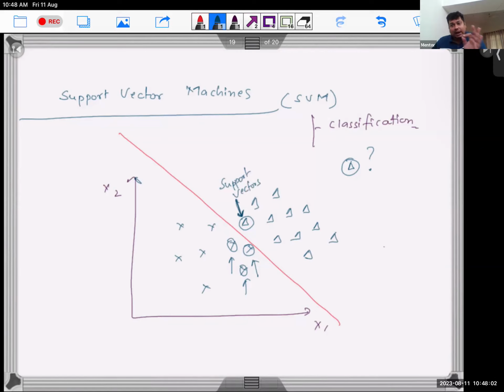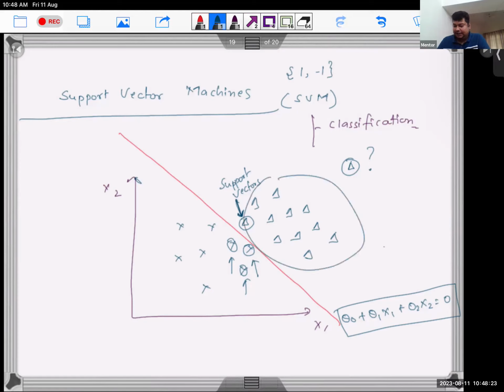Another key difference between this algorithm and logistic regression is that the labels here are 1 and -1. They are not zeros and ones. The equation here is also theta naught plus theta 1 x1 plus theta 2 x2 equal to 0. Anything greater than 0 is going to be +1. So all these samples are +1s and all these samples are -1s. That's one more difference between logistic regression and support vector machines. Why they use +1s and -1s requires mathematical derivation.